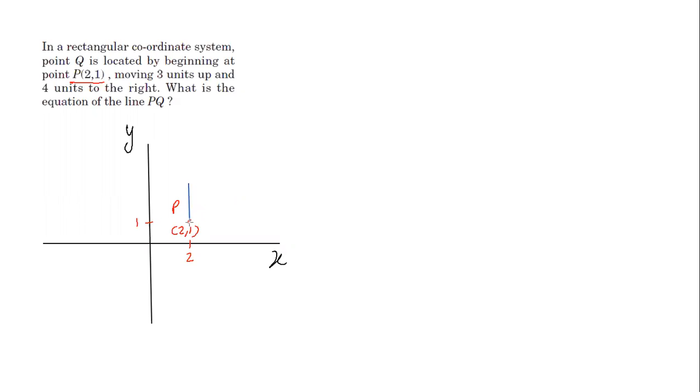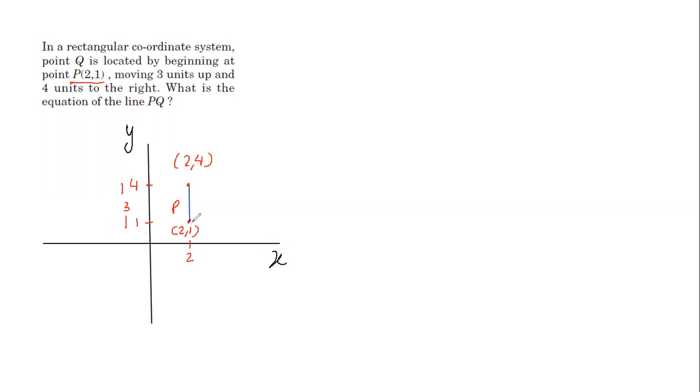So if I go 3 units up, I'll reach 3 units up, that means 4. But the x coordinate is still the same. So this point is actually 2, 4. So I've moved 3 units up.